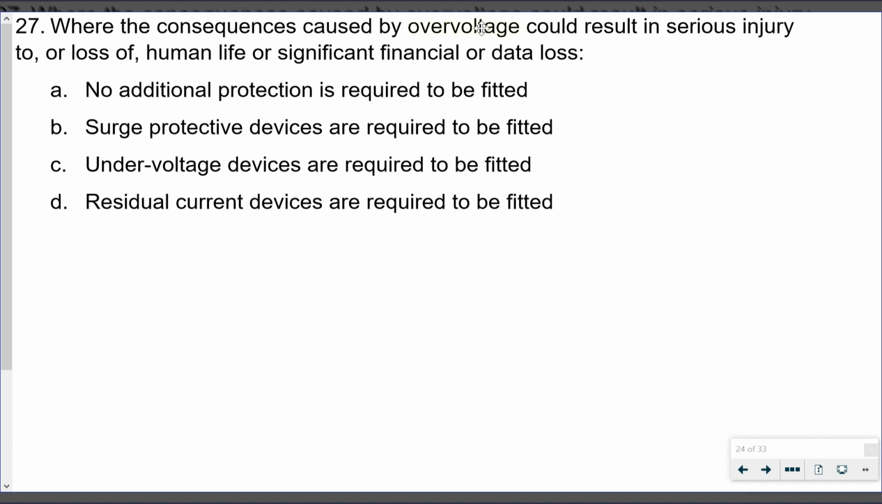So in the question, we're looking at over voltage. Okay. So straight away, answer C is out the window because that's talking about under voltage, and answer D is talking about residual current devices.